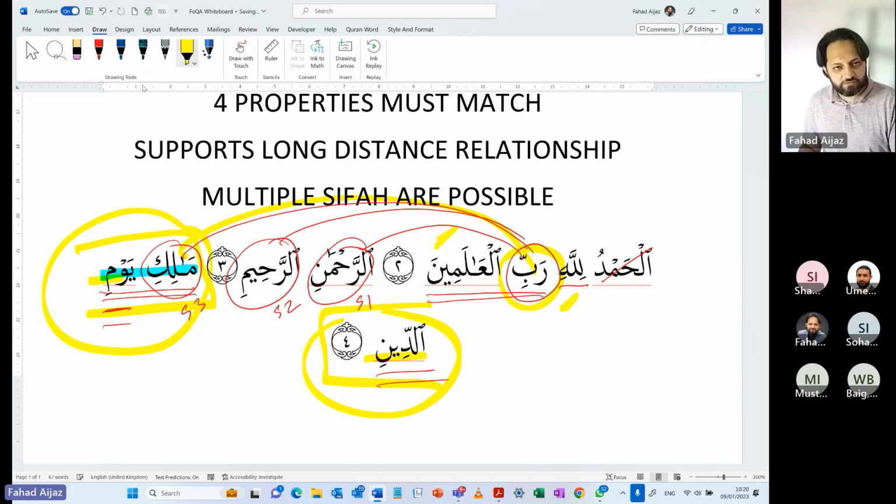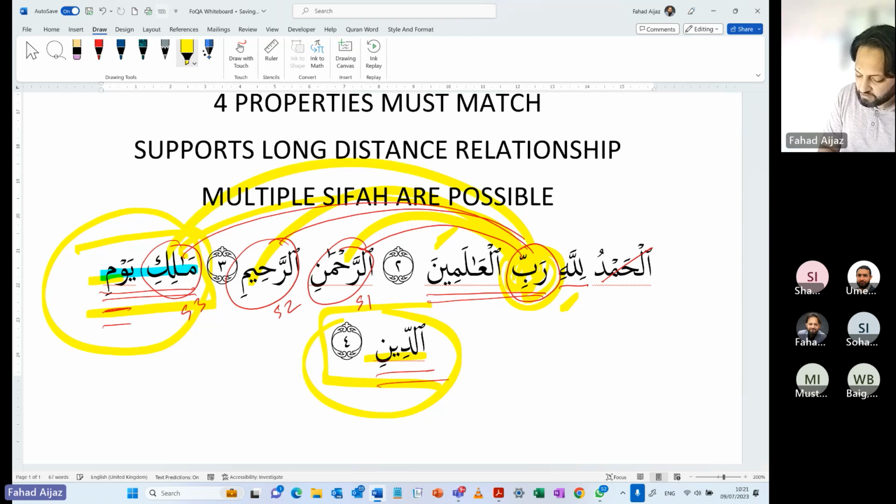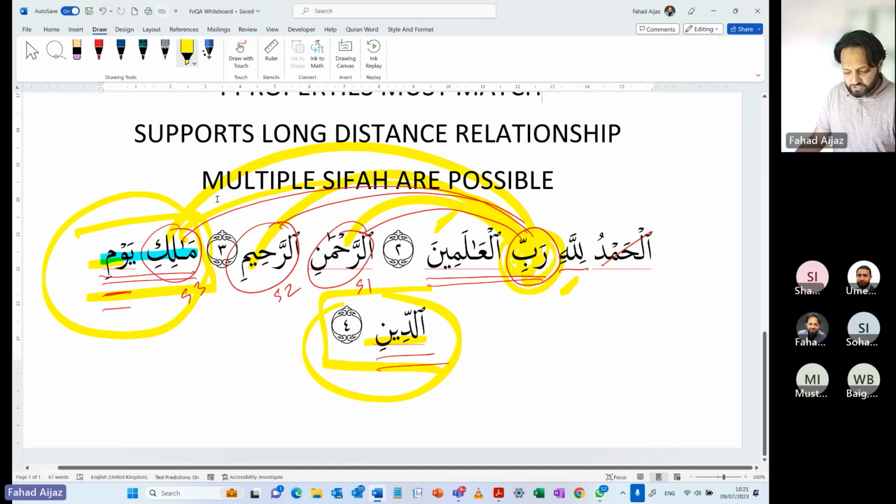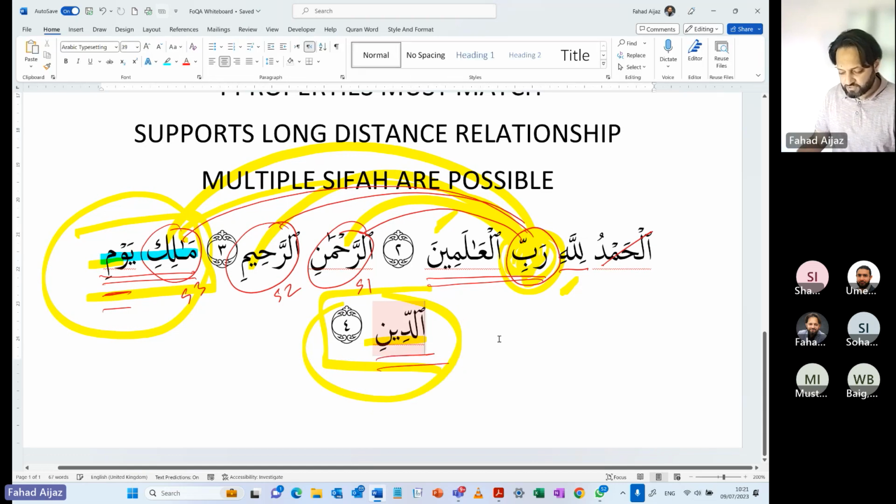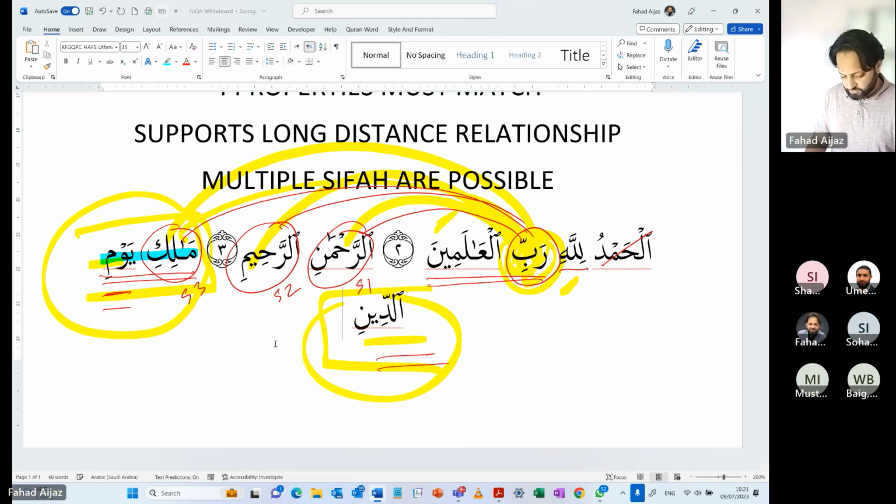Today was quick, but last time we did it quite comprehensively, and that brought everything together for us. In this case, you can see Rabbi is here, which is the Mawsuf, and the Sifa is after one word, and this one is after two words, and Maliki is after three words. So you have to consider the long distance relationship in these cases. That's where we stand so far. Any questions, anything you want me to revisit before I move on to the next topic? Are we good with this?